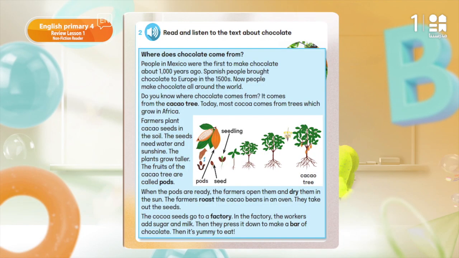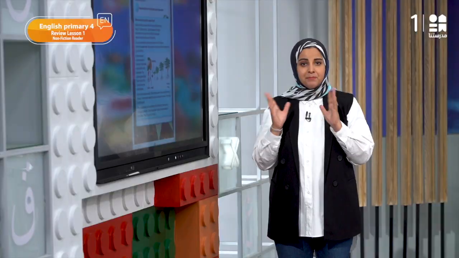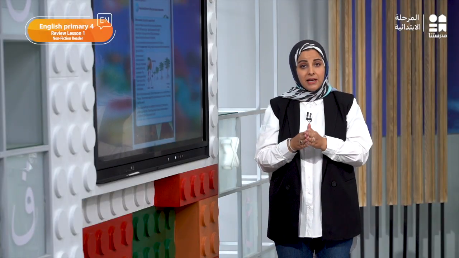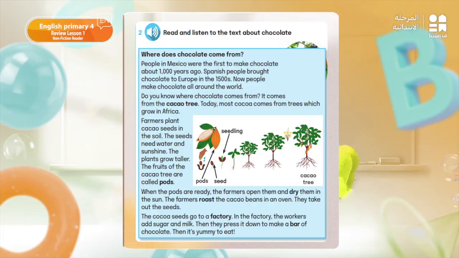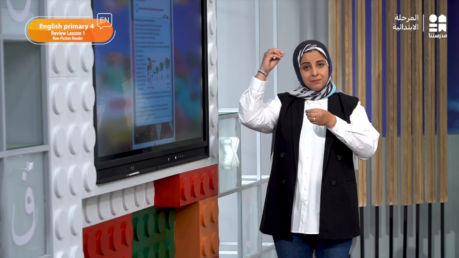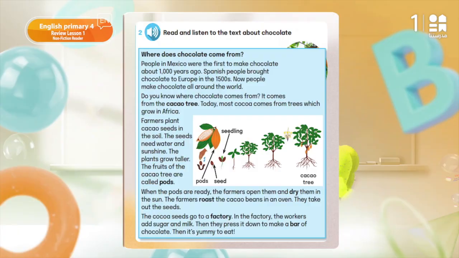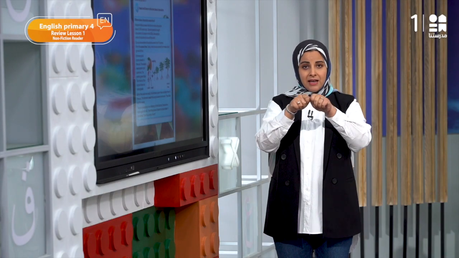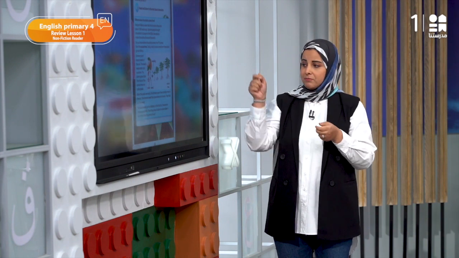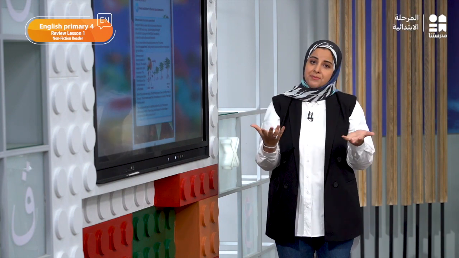The seeds need water and sunshine. واتكلمنا عن ده قبل كده وقلنا كل الزرع بيحتاج مية وبيحتاج sunlight أو sunshine to grow. The plants grow taller. The fruits of the cocoa tree are called pods. بنسمي الفروت اللي بتطلع pod. When the pods are ready, the farmers open them and dry them in the sun. الفلاح بيقوم فاتح الكوكو سيد ويحطها تنشف في الشمس.